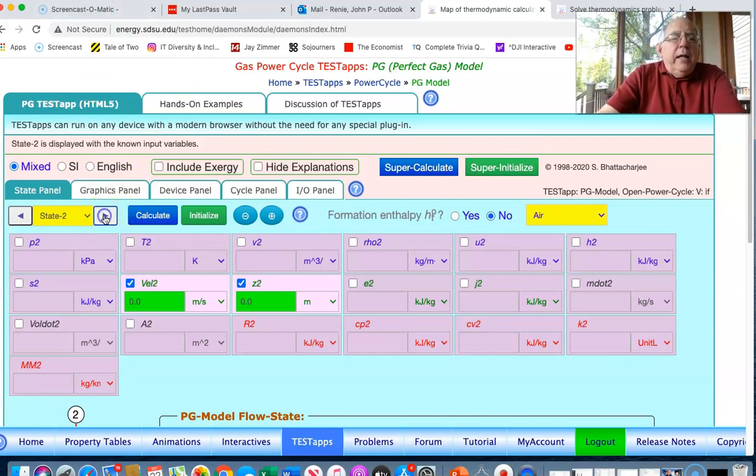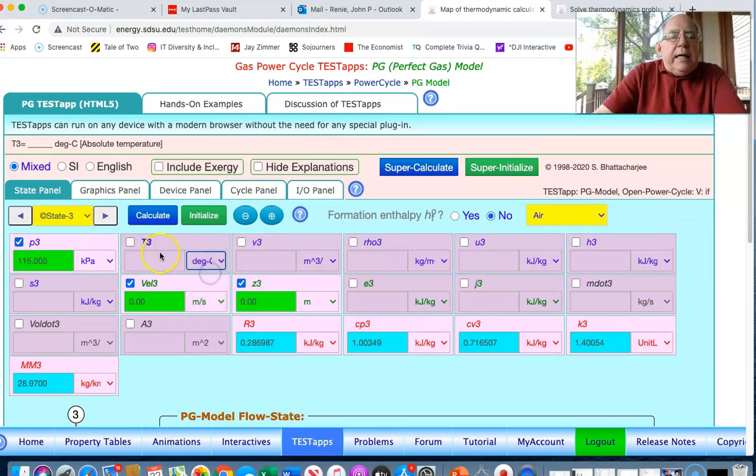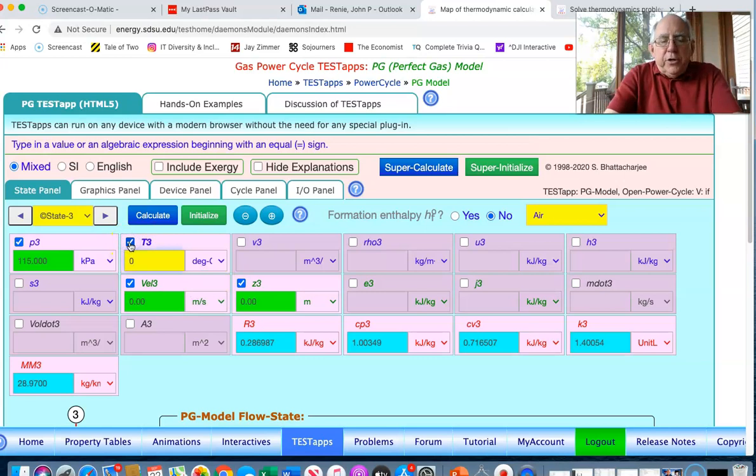I'm going to jump over to state 3, where we know information. We know that the pressure is 115 kPa as given in the problem, and we also know that the incoming temperature is 30 degrees.